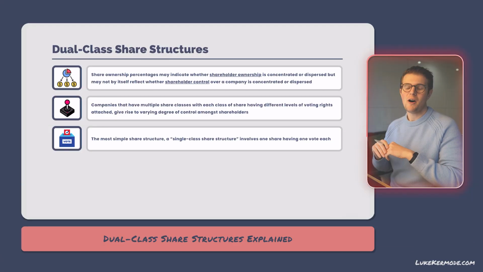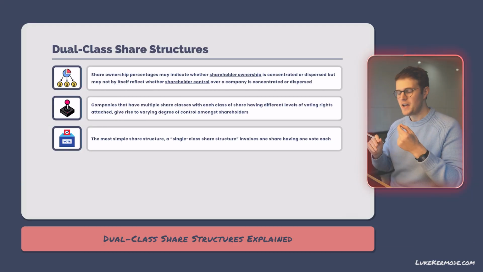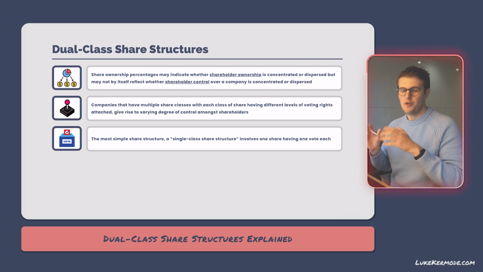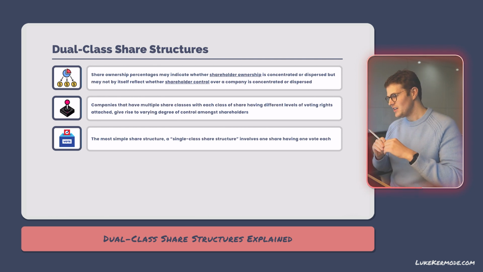So when we think about how much someone owns of a company, we typically think about the number of shares they hold and their share ownership percentages. And those share ownership percentages indicate whether ownership in a company is concentrated or dispersed.